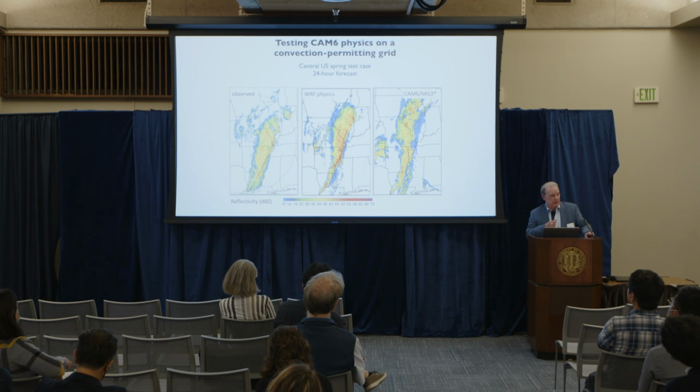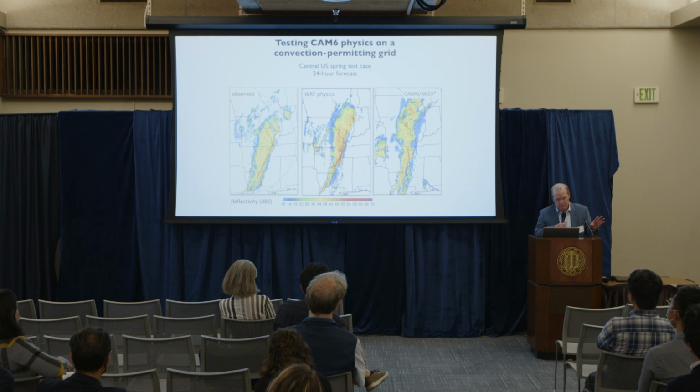We are able to run the atmosphere model with a 3.75 kilometer grid on Cheyenne, which is the current NCAR supercomputer, but it just barely fits. But that machine is not our target machine. I won't talk about that here.